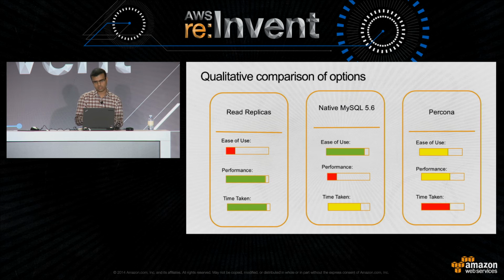And on time taken, the 5.6 option completes reasonably quickly. However, for the read replica option, the time taken probably is immaterial, given that it doesn't have any performance impact. So it's debatable which one wins there. So these are the array of choices you can consider, and depending on what's important to you and for your use case, you can pick an option that works best.